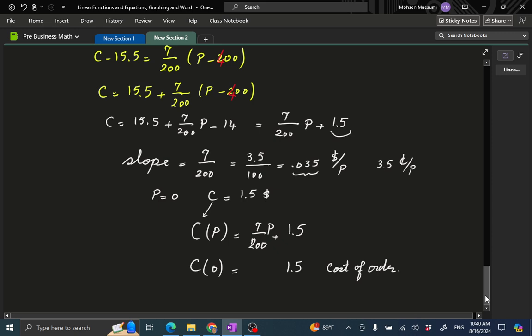Again, an example of linear equations or linear functions that we practice. Now try to do as many problems from this section as you can. The solution is available to you. You can double check yourself to make sure you're on the right path.